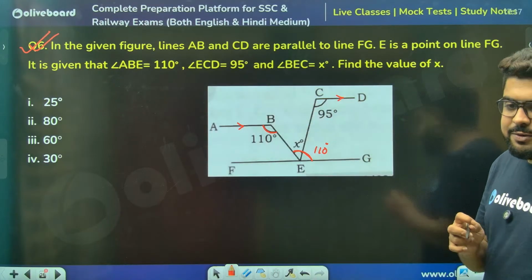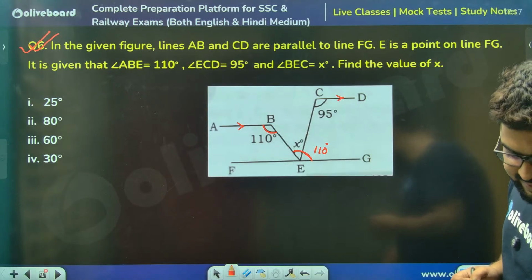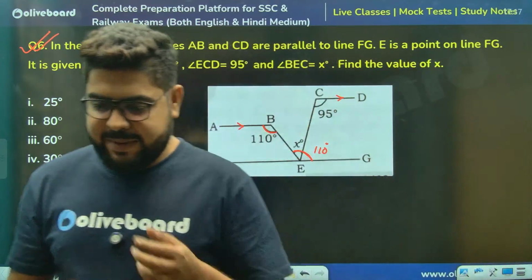Arghamita, very good afternoon, very good evening. It's evening, 5 p.m. Very, very good evening.